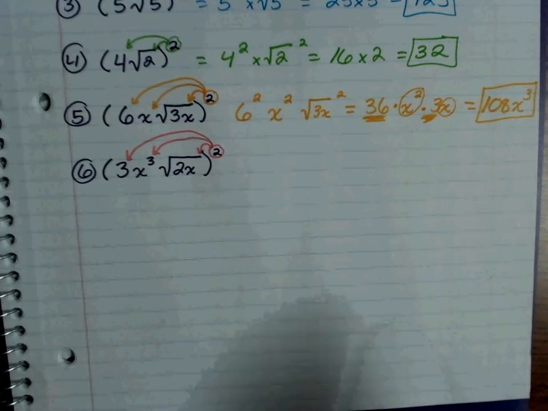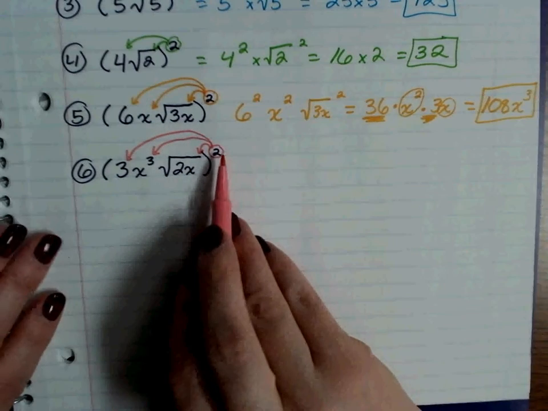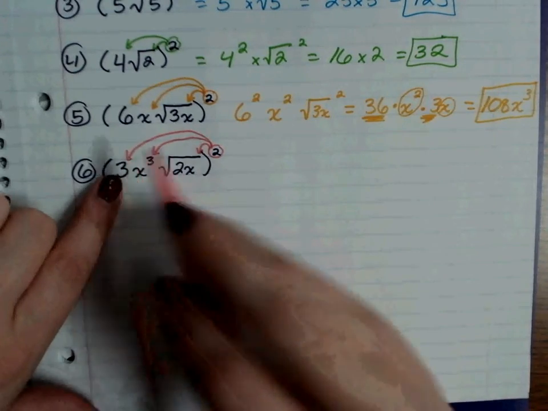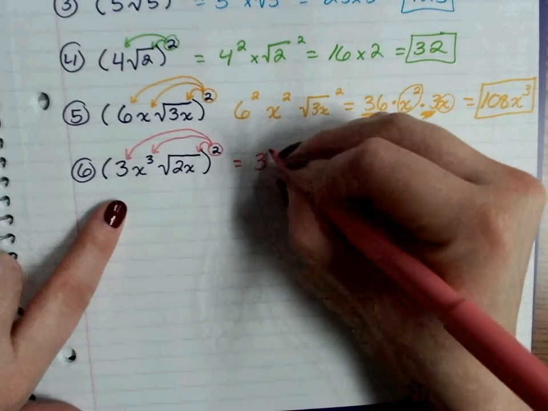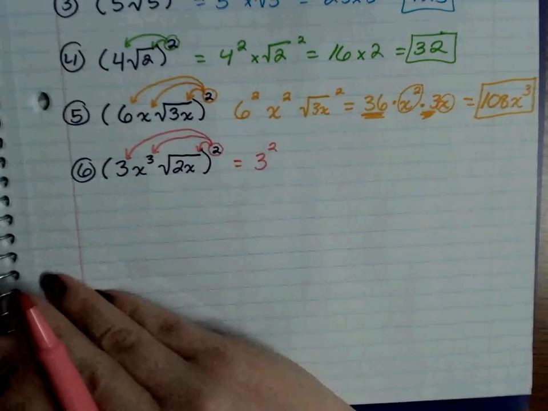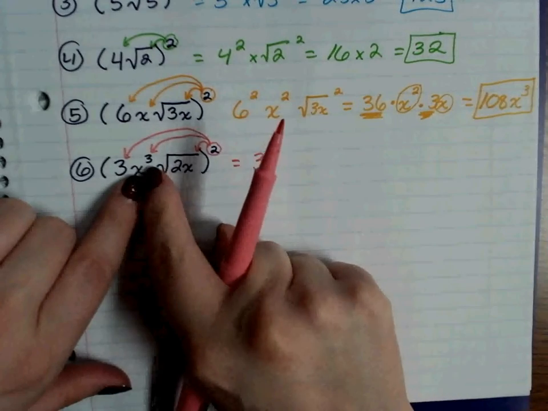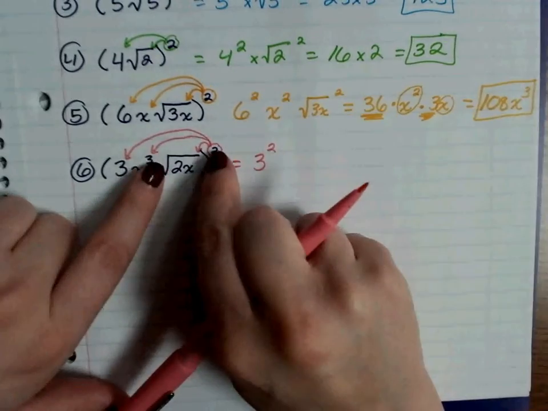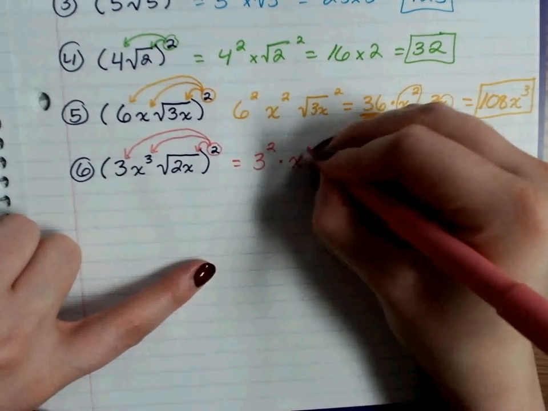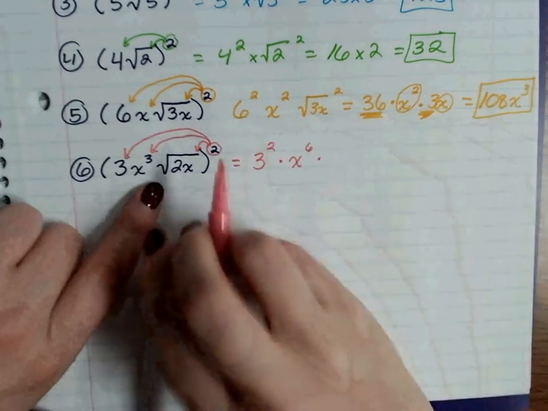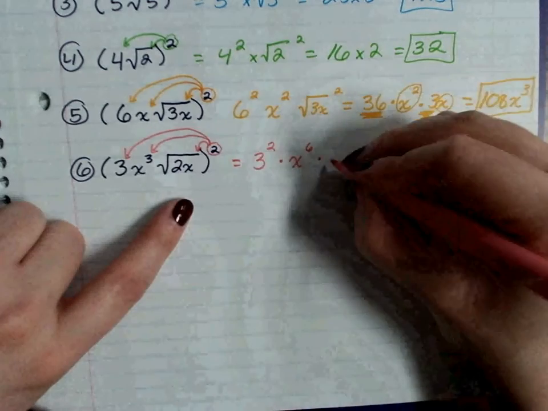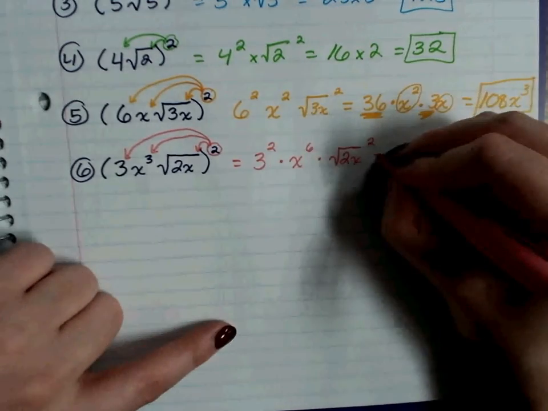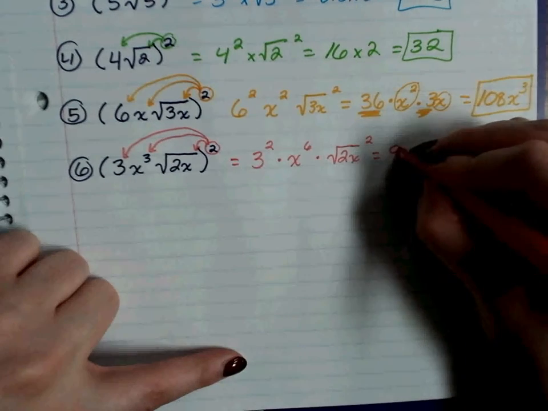All right. So, when we're distributing, this has an exponent of a 1, so this now becomes 3 to the second power. That x to the third with another exponent of a second, you're multiplying 3 times 2, that becomes x to the 6. And then the square root of 2x is now going to become the square root of 2x to the second power. 3 to the second power is 9.